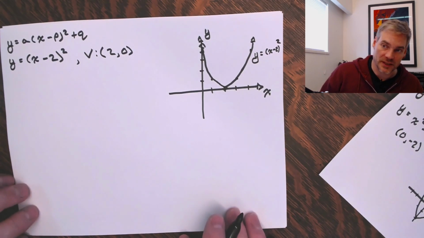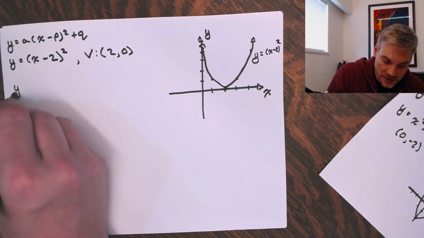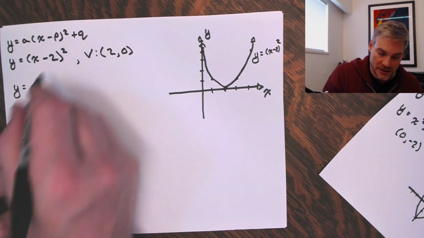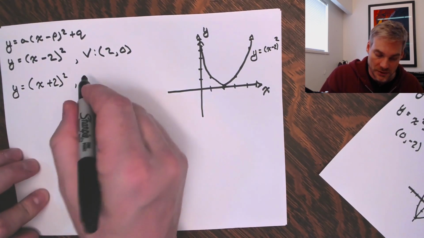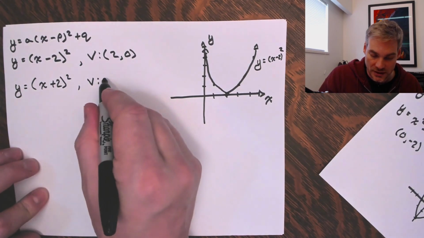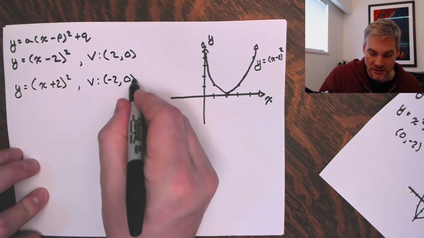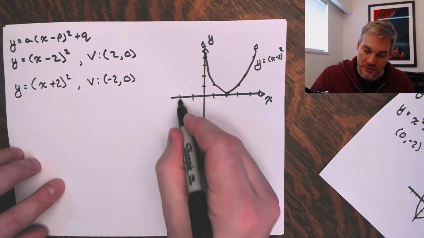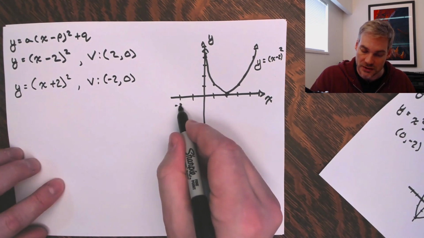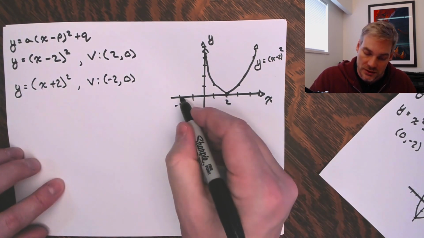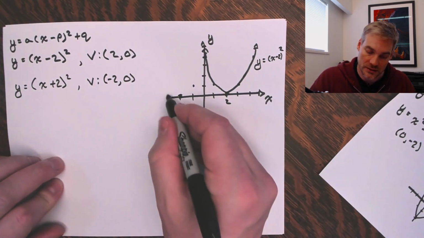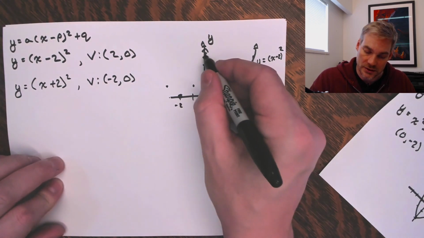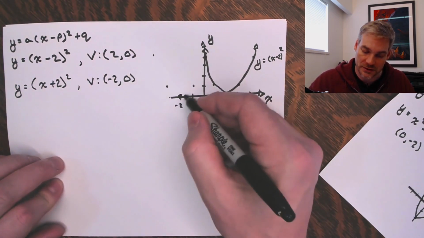Okay, now let's consider if we had a positive in here. So let's say (x plus 2) squared. Well, my vertex is the opposite sign, so it's minus 2, 0. That just means we move 2 over here. So this is minus 2, and that was 2. So my vertex is there, but it has the same shape. So it goes up, and then over, and then up to here, and then over here.